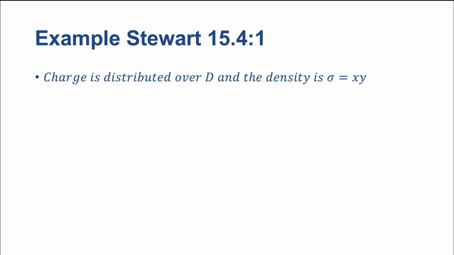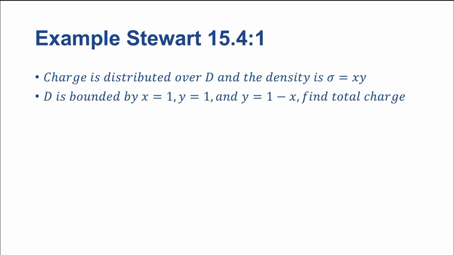This is from Stewart's book, problem 15.4.1. So let's say charge is distributed over a domain D, and the density is sigma equals x times y. Now D is going to be bounded by x equals 1, y equals 1, and y equals 1 minus x. We can draw that out. Here's our little graph. Here's x equals 1. Here's y equals 1. Here is y equals 1 minus x. There we go. And it intersects there. And so we want this region.